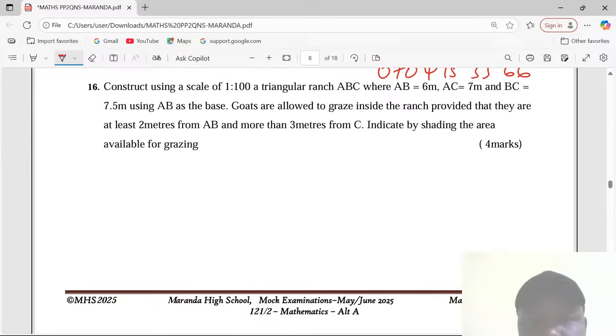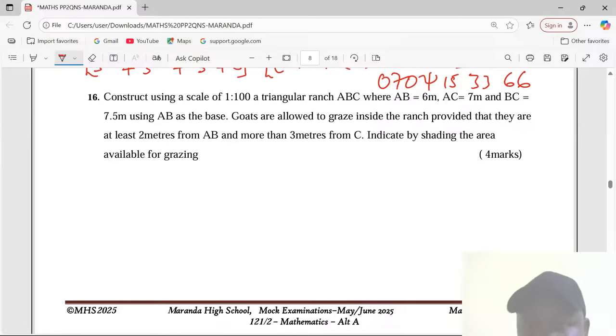Construct using a scale of 1:100 a triangular ranch ABC, where AB is 6, AC is 7, BC is 7.5 meters, using AB as the base. Goats are allowed to graze inside the ranch, a big field which has been fenced well to host some livestock, provided that they are at least 2 meters from AB and more than 3 meters from C. Indicate by shading the area available for grazing.